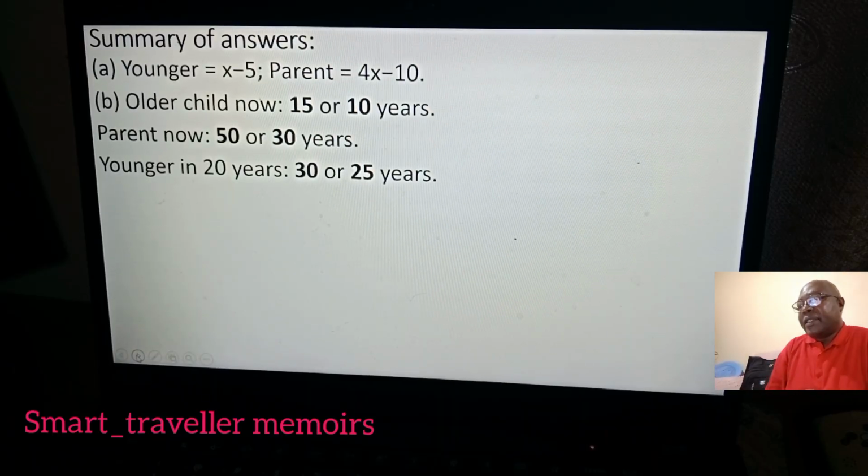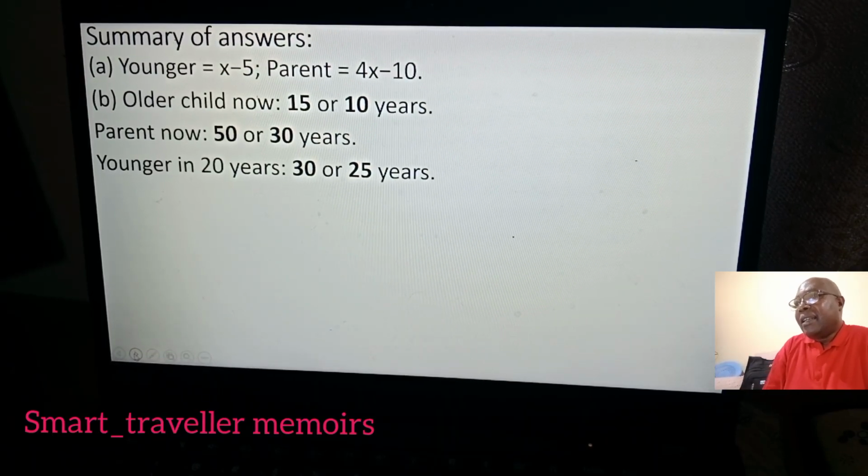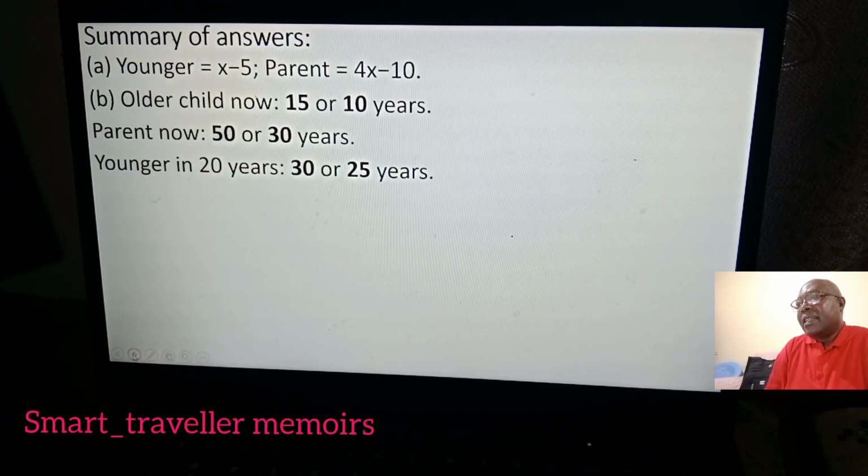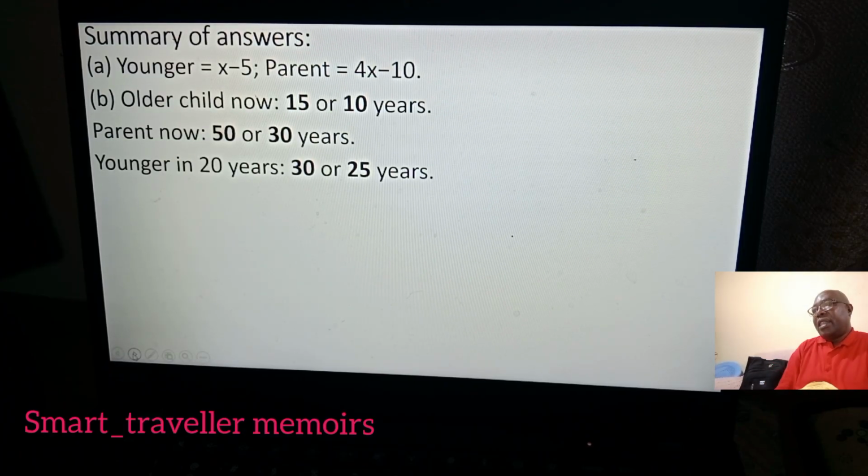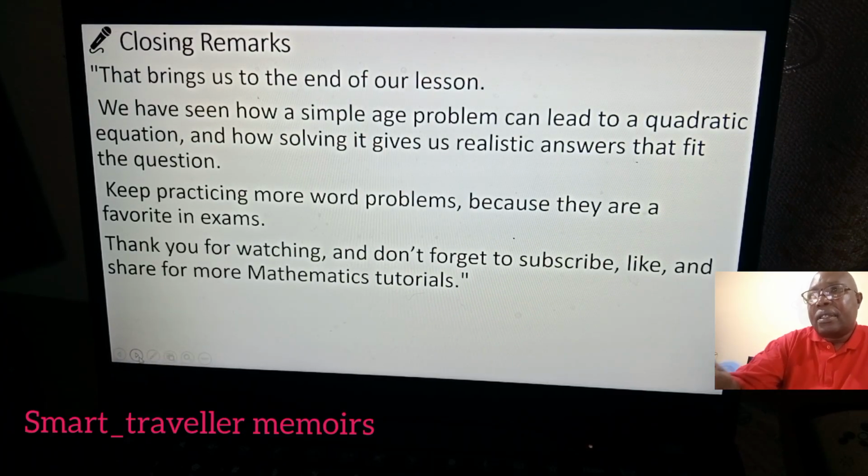Summary of the answers. A. The younger son's age is x minus 5, the parent is 4x minus 10. B. The older child now is 15 or 10 years. The parent now is 50 or 30 years. The younger child, son, in 20 years is going to be 30 or 25 years.